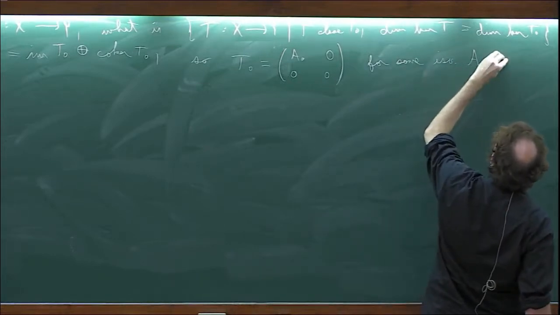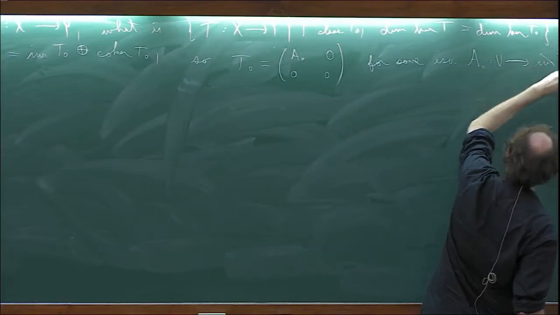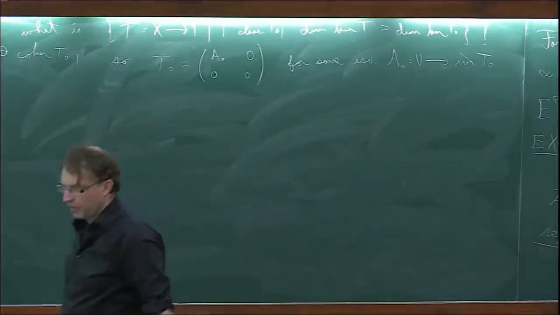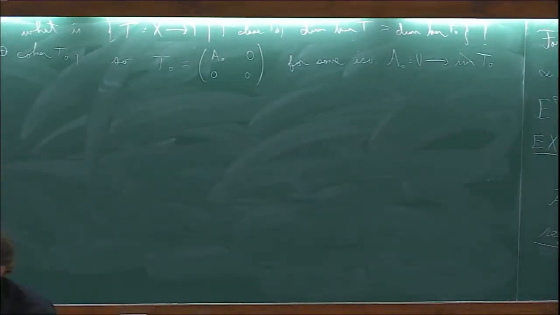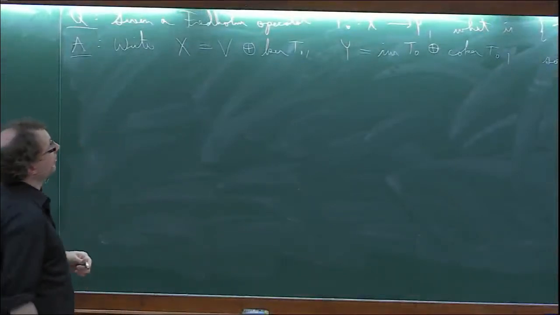From V to the image of T naught. Obviously, it's surjective since it's only mapping to the image of T naught, and it's injective because I divided out the kernel. So that means if you perturb to a nearby operator, you still have this block decomposition, and that upper diagonal term will still be invertible. Being invertible is an open condition.